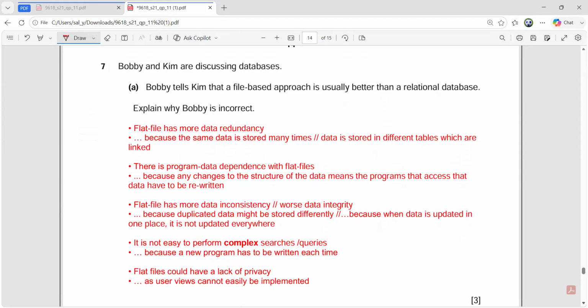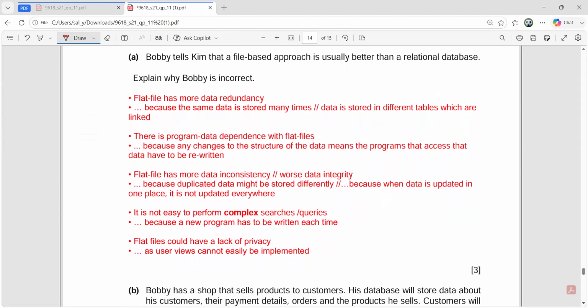While with the relational model, querying or performing the searching is much easier as compared to the flat file. Next, flat files could have a lack of privacy, as user views cannot easily be implemented. But when you talk about the relational database model, there are different views that are created for different levels of people, and that helps in having more control on data availability to different levels of people.